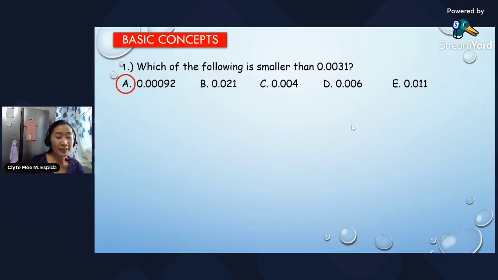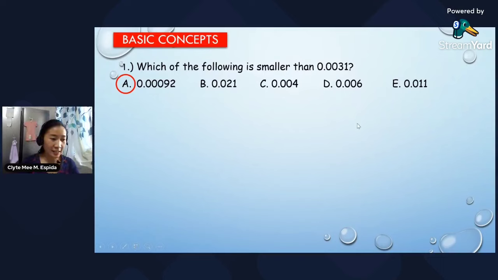So how do we compare decimals? We align the place values and then we compare the value. Comparing the value, we have 0. After the decimal point, we have 0, 0, 0. The same is true with this, 0, 3, and for 0.0092, that is still 0. So this means that letter A is lesser than 0.0031.